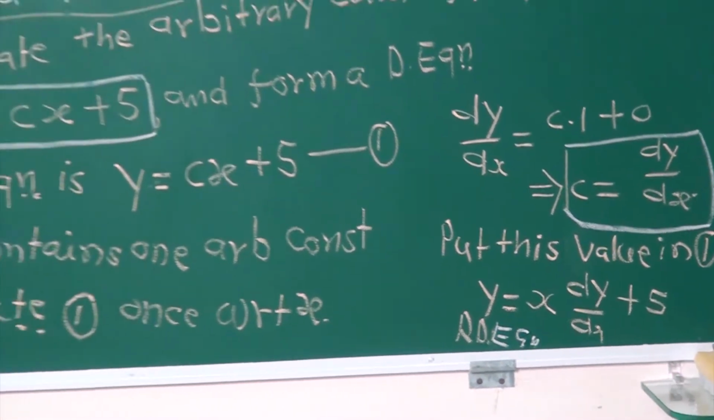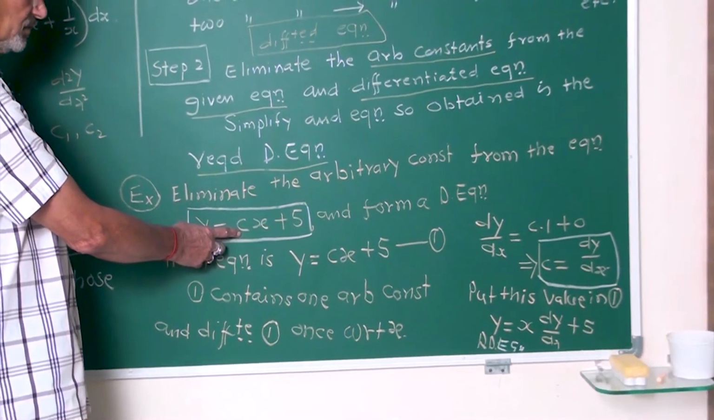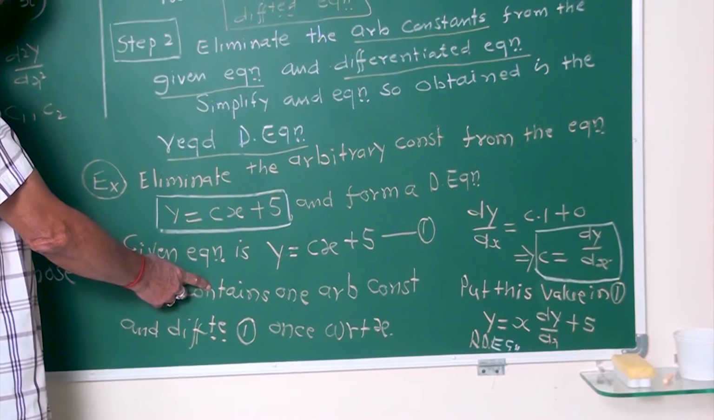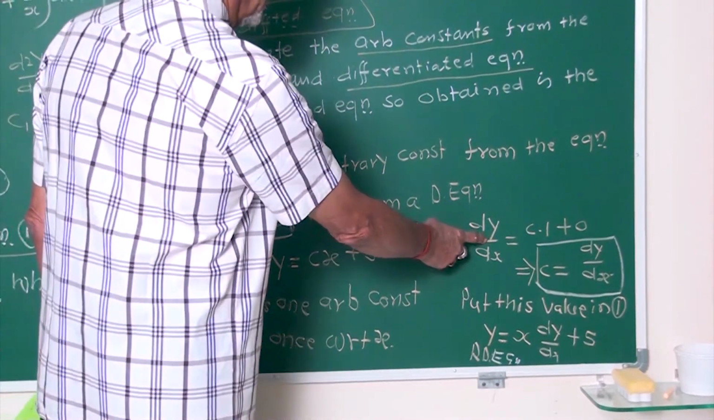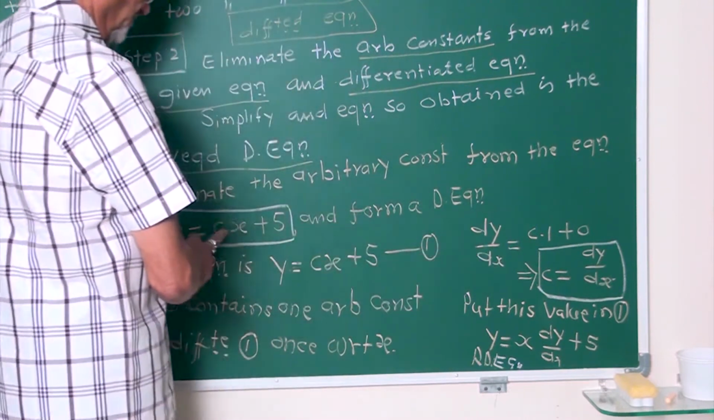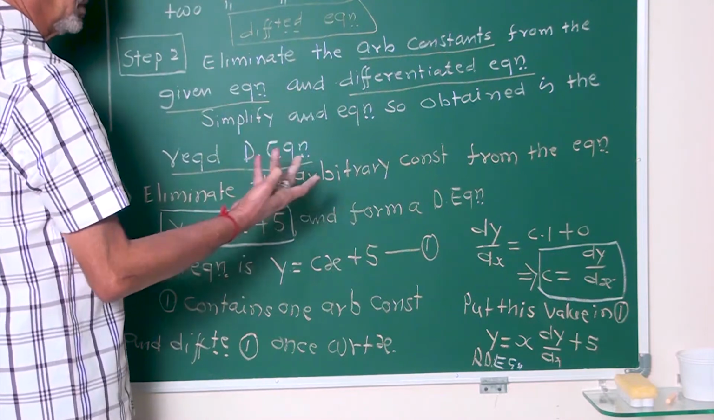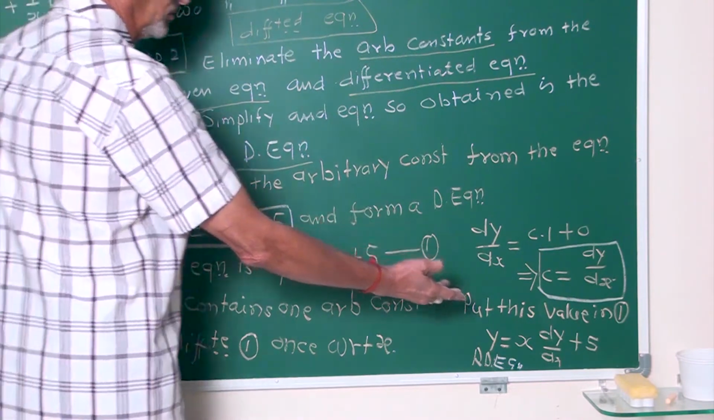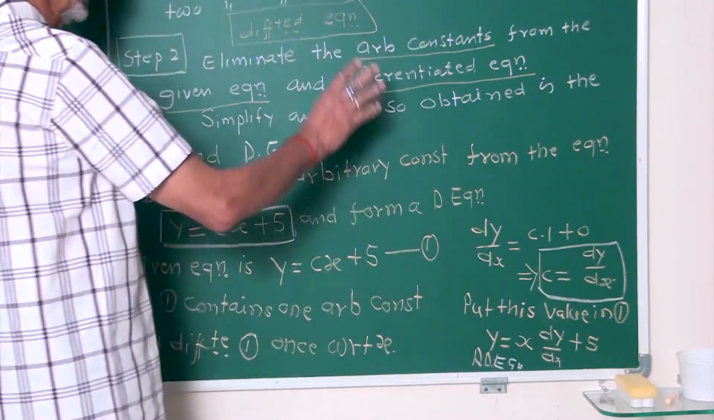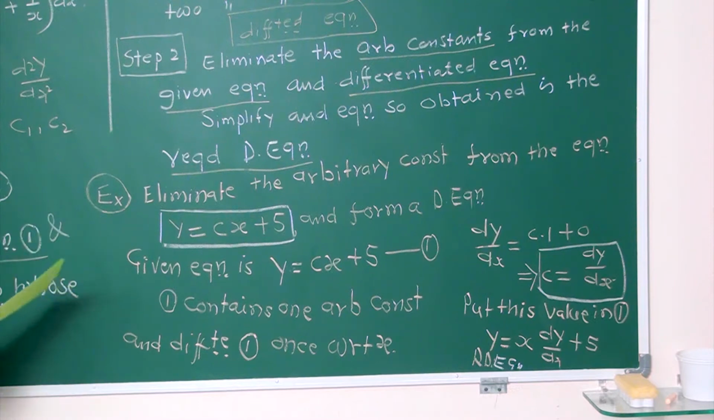Main steps. Solution of the differential equation is given. First, trace the number of arbitrary constants. If it contains 1, differentiate once. Right. This is differentiated. Eliminate this c from these two equations. Put the value of c. Elimination of c is the method, and whatever you get will be the required differential equation. My friends, this is the method. I give 2 minutes. Copy it.